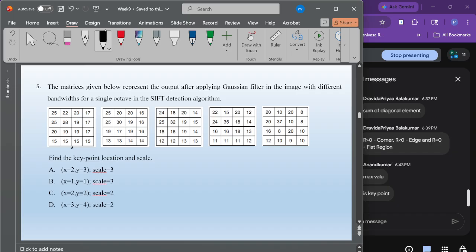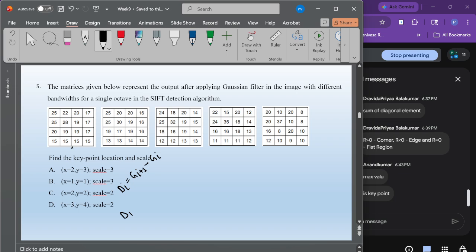So first we will go step by step. Let's say the difference matrices are represented by D1, D2, D3, like that. So first, Di is equal to G(i+1) minus Gi. Okay.